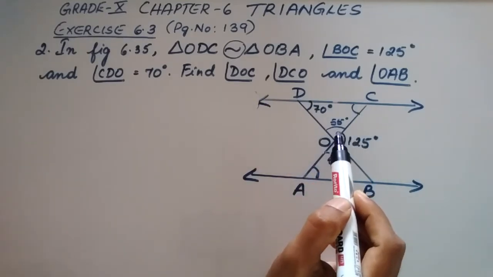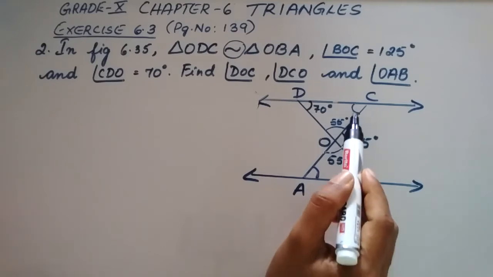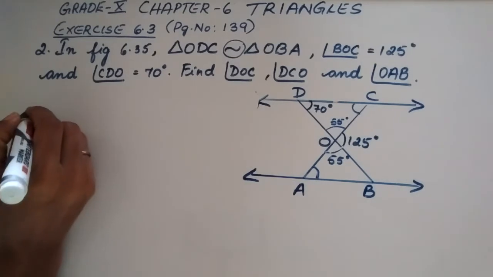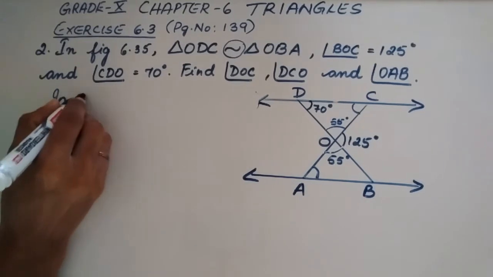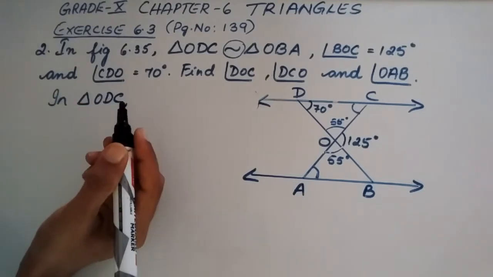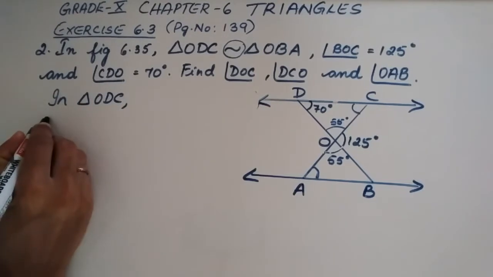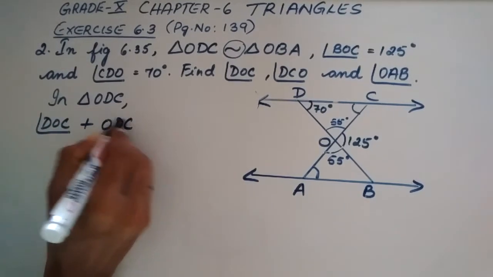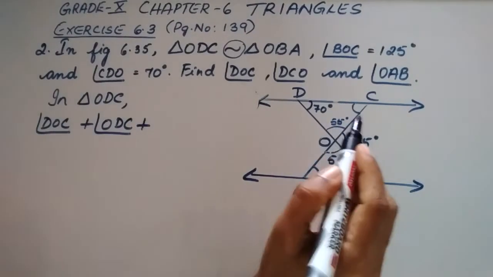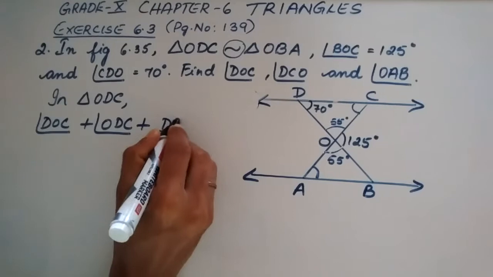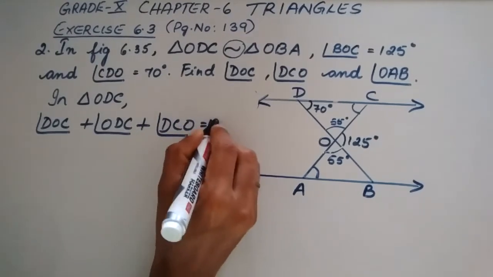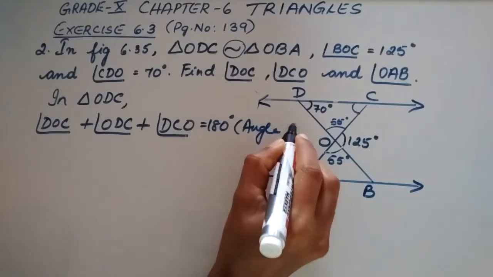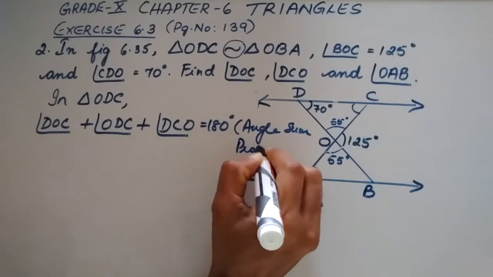By using the angle sum property, we can find this angle. So what is the angle sum property of the triangle ODC? In triangle ODC, angle DOC plus angle ODC plus angle DCO equals 180 degree. That is the angle sum property.